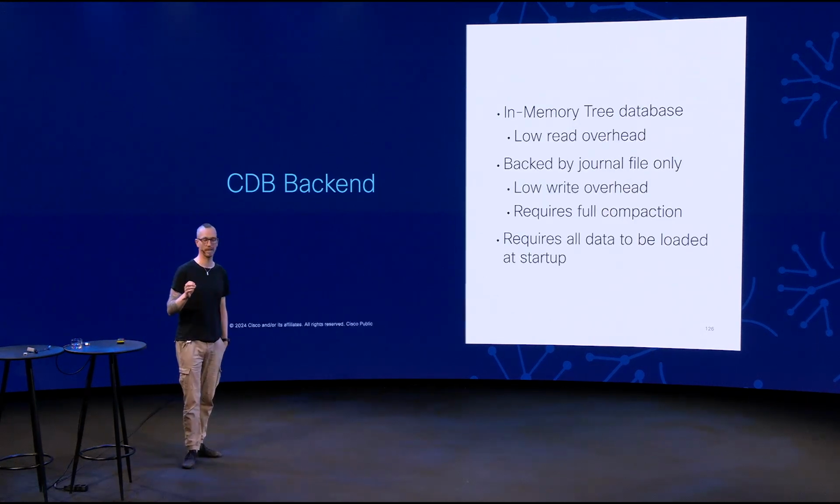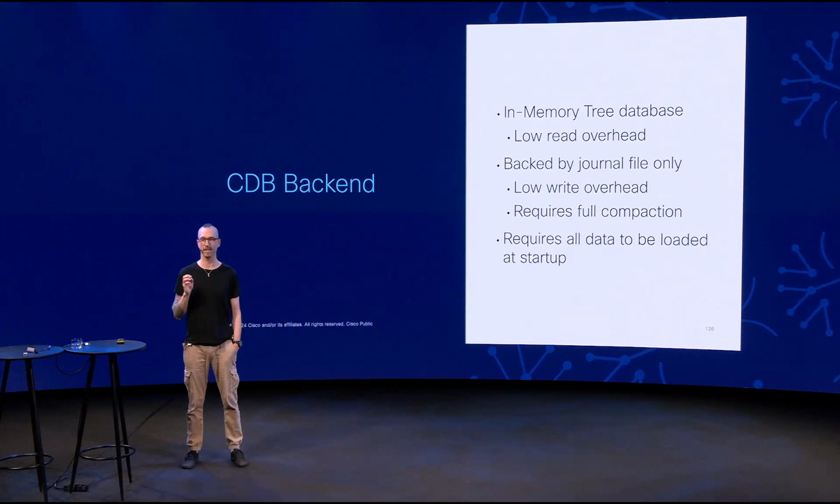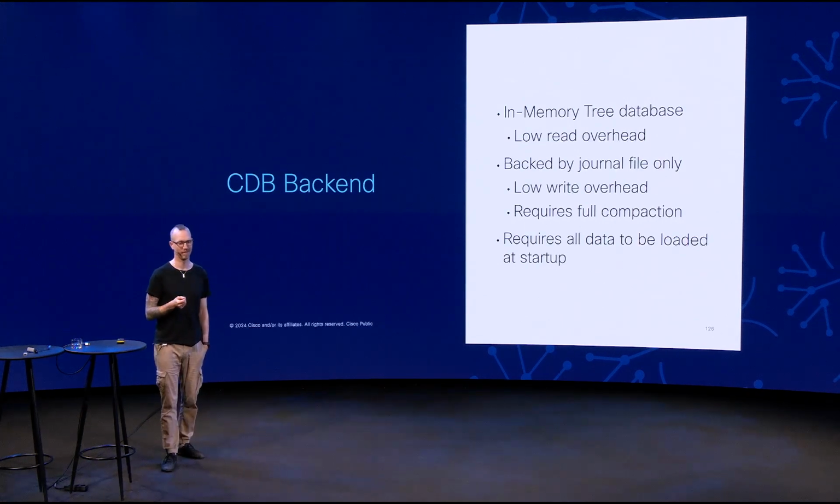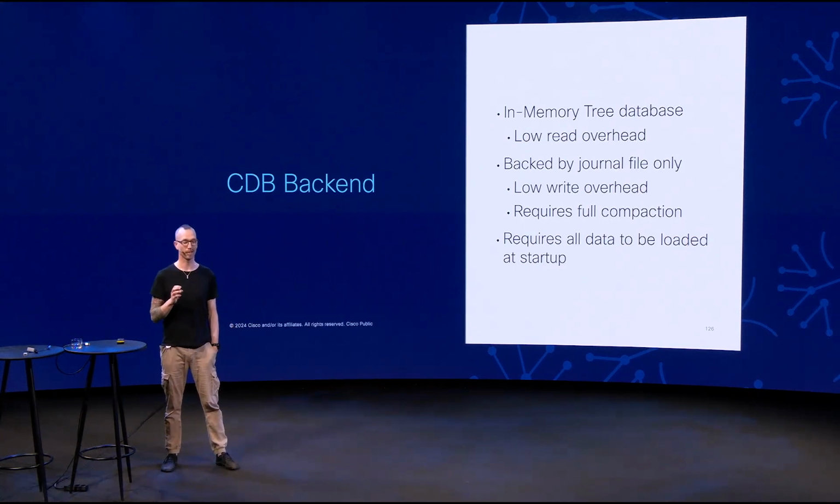Currently, CDB is an in-memory tree database, and it has a few good properties. It has very low read overhead because everything is in memory. It's great. It's backed by a journal file only, which is good in the sense that it's very low write overhead. You just append to a file over and over again. Super fast. However, as you might know, it requires compaction, which is less fun. And it also requires all data to be loaded at startup.